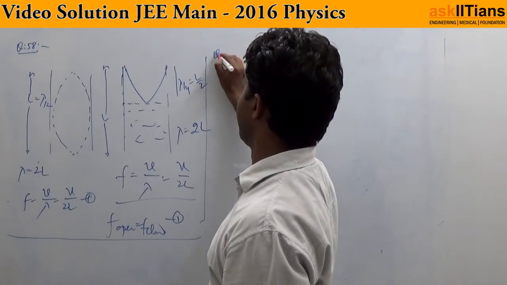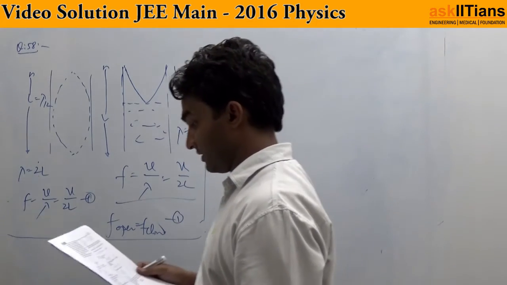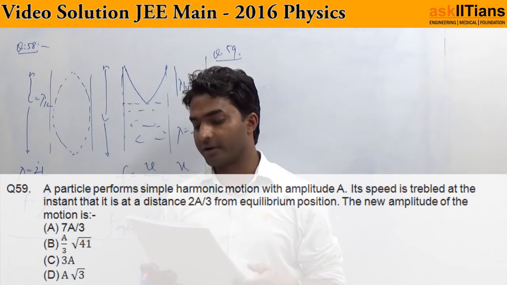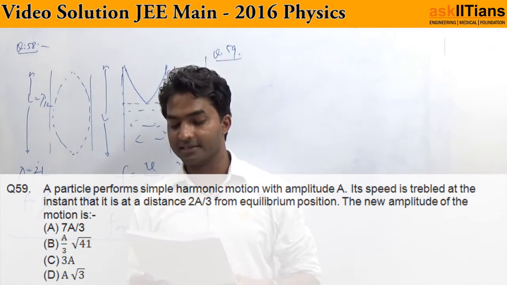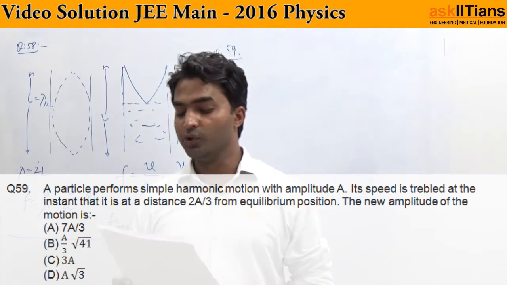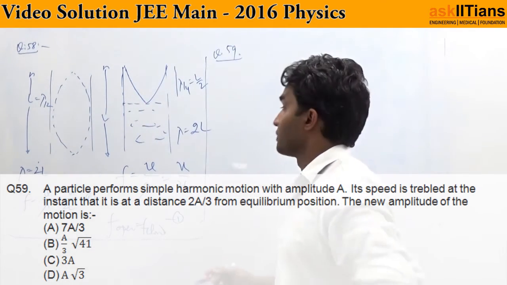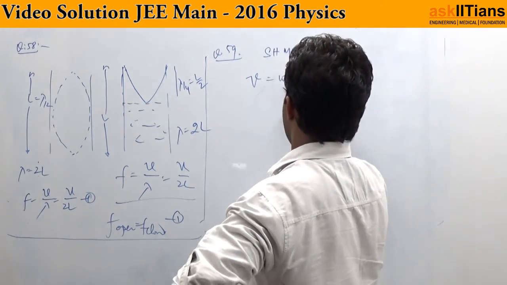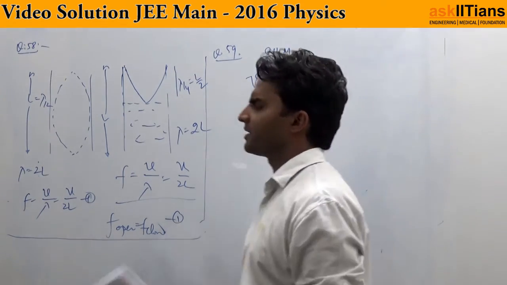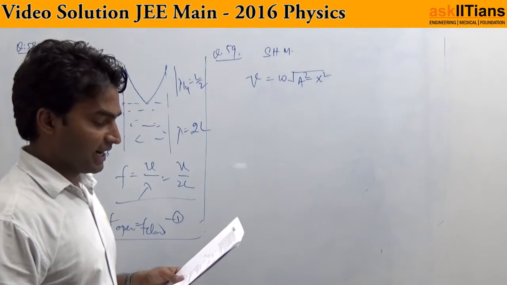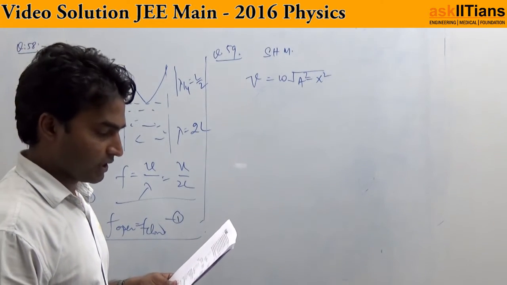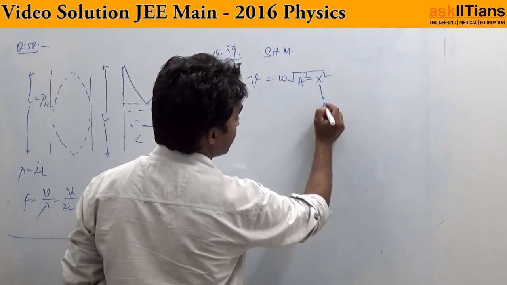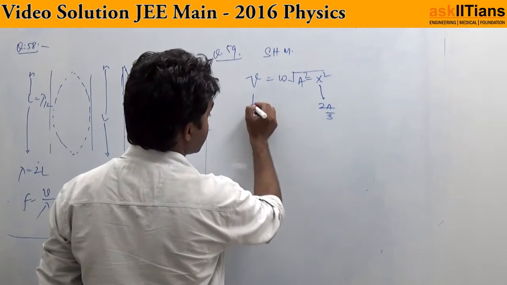Now question 59. It is given that a particle performs simple harmonic motion with amplitude A. Its speed is tripled at the instant that it is at a distance 2a by 3 from the equilibrium position. The new amplitude of the motion is. This question is taken from simple harmonic motion, where velocity is equal to omega times root of a square minus x square, and x is the displacement at any time t.